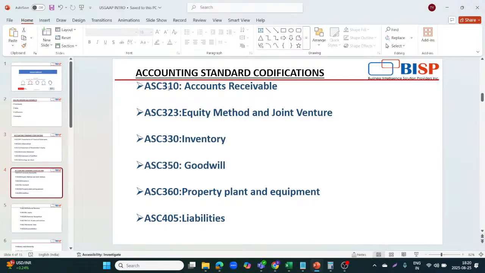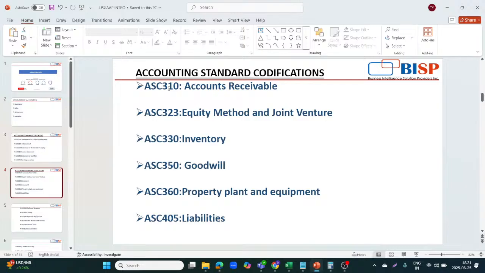Then you have ASC 323, that is equity method and joint venture. This provides guidance on investment in partnerships or joint ventures. We'll also see scope, exceptions, what is equity method, and accounting of equity method with some examples under this ASC 323.